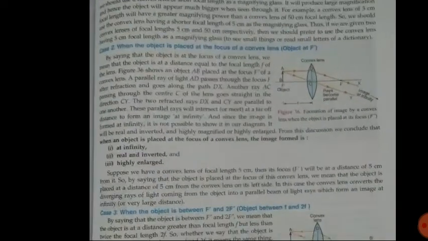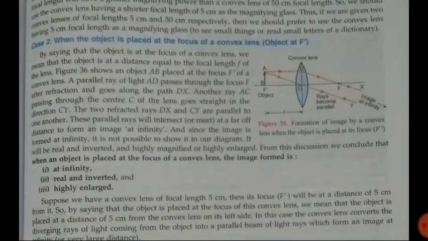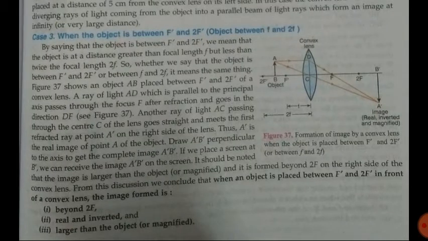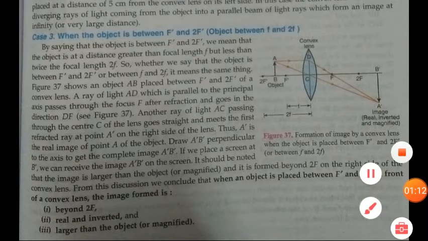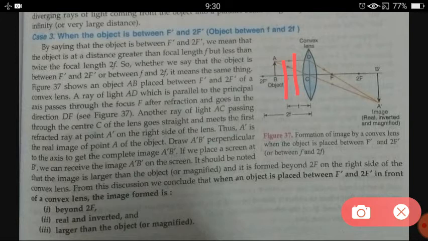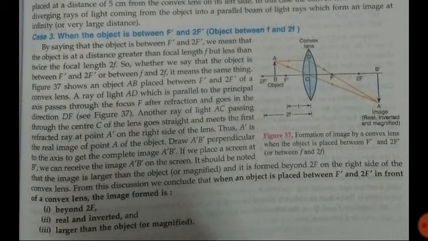After that we have also discussed the second case, when the object was at focus, and the image was formed at infinity. Now today we are going to discuss the third case, when the object is between f and 2f. Now we have moved our object a little bit more to the left hand side. Initially our object was between f and c, then we put our object on f. Now it is beyond f, between f and 2f.